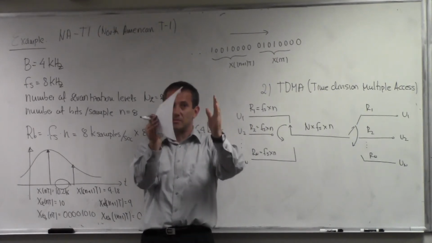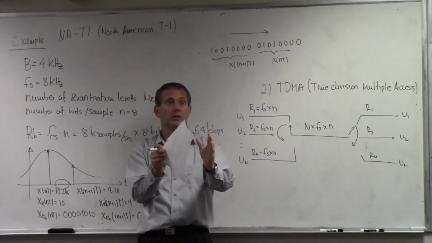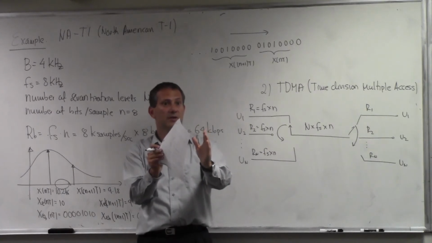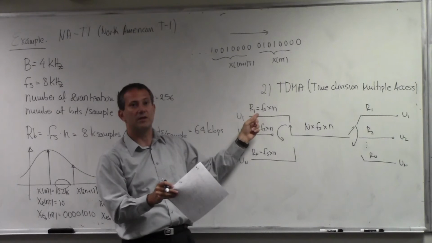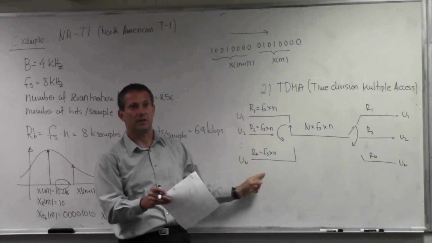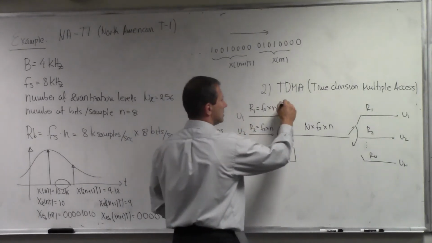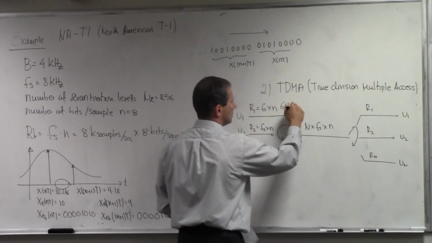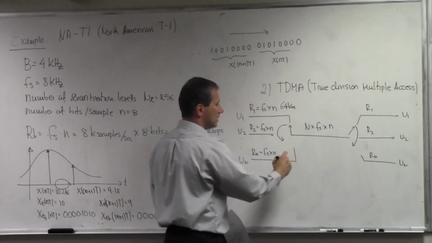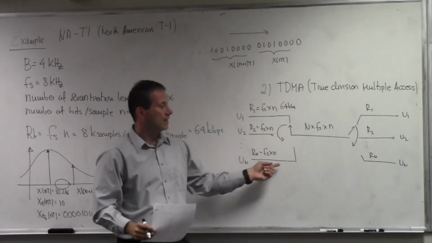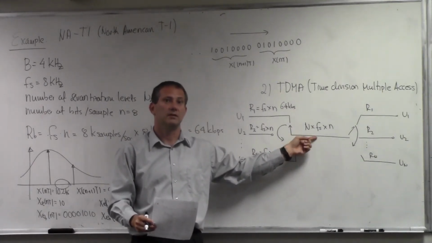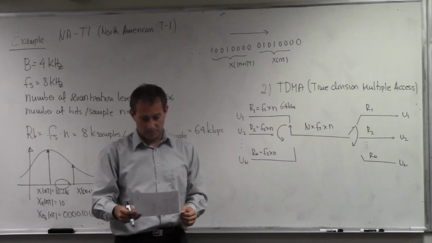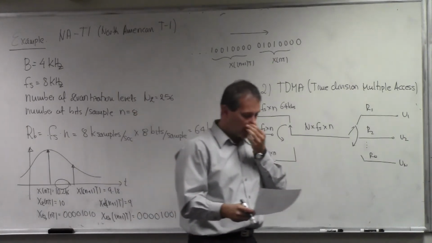So that means that the rate during that portion needs to be much higher. As a matter of fact, this rate here needs to be n times higher than the rate for each individual user. Right? So to give you an example, this is 64 kilobits per second. And just as an example, if I have 10 users here, then what should be the rate on the line? 640 kilobits per second.